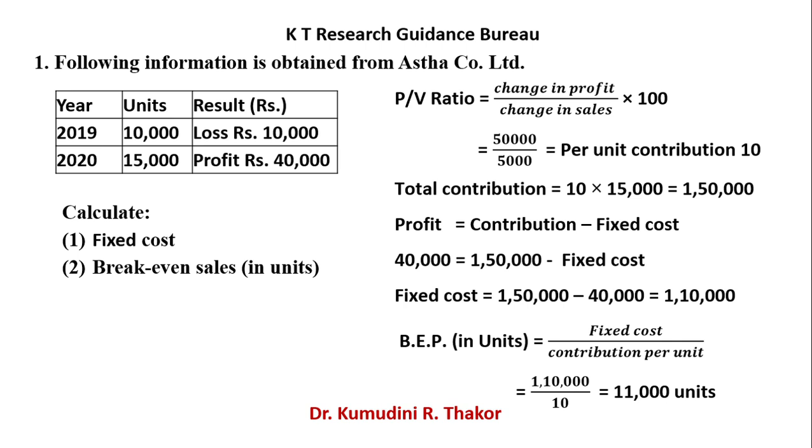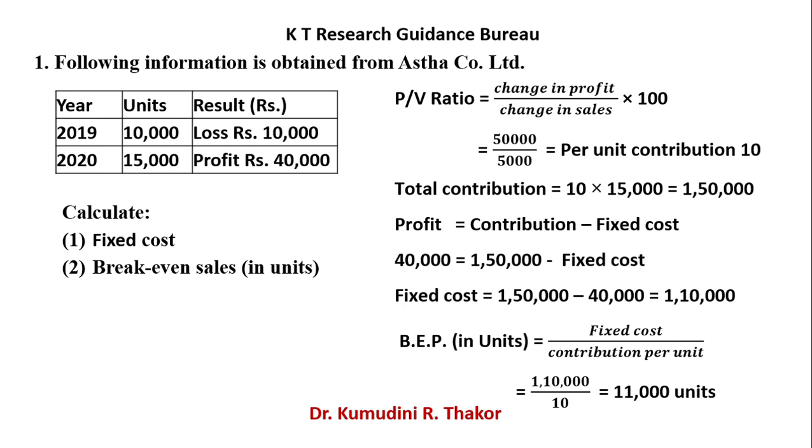1,10,000 by 10 is equal to 11,000 units. So in this example, 2 years data were available and with the help of that data we find out missing information, or you can say hidden information, and on that base we can find out break-even point. I hope you followed the example very nicely because this example is a little bit easy.